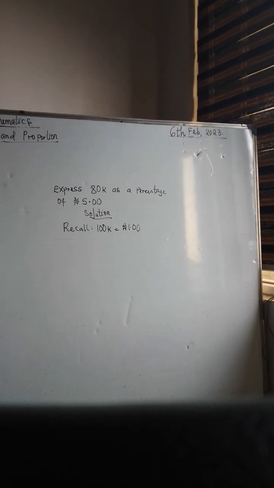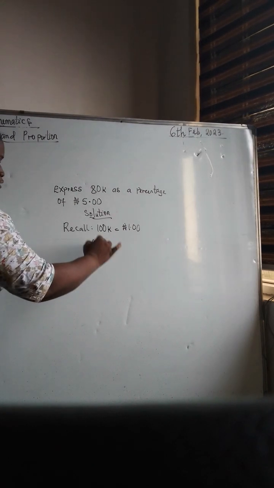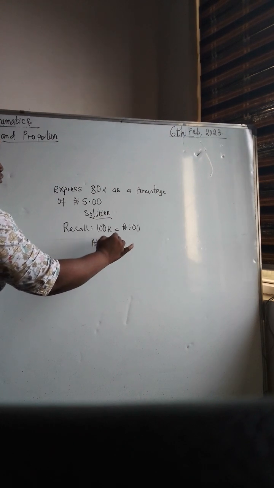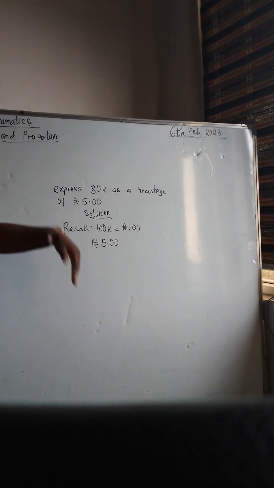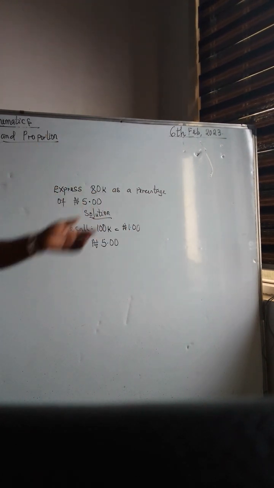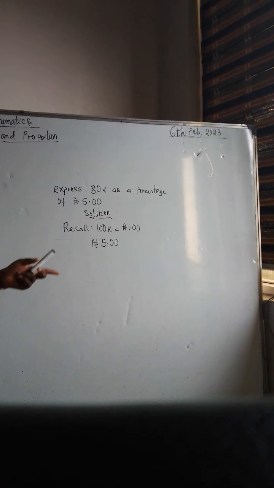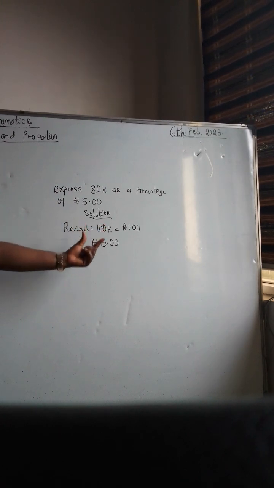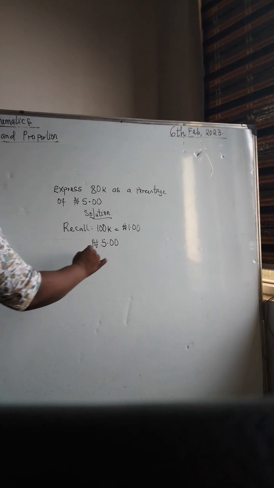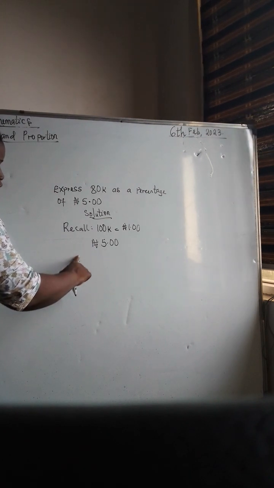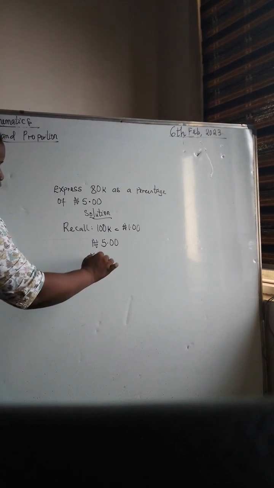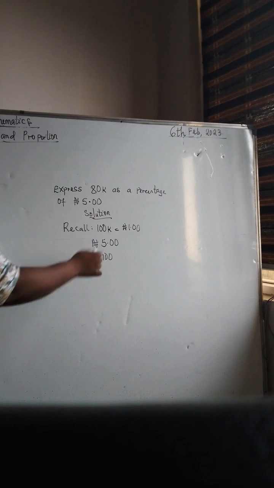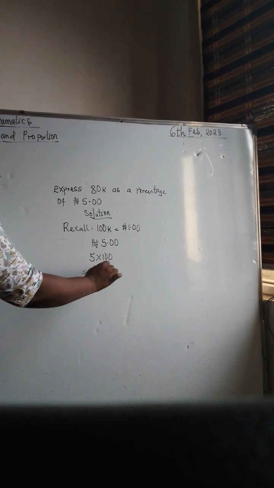So if 100 kobo is a naira, 5 naira, converting to kobo, what operation are we going to carry out? We have 5 naira, and we want to take it to kobo. Moving from naira to kobo, are we to divide by 100 or multiply by 100, looking at the relationship? Multiply. I agree with you. We're going to multiply by 100. So to kobo, what we have here is 5 naira times 100, and this will be 500 kobo.